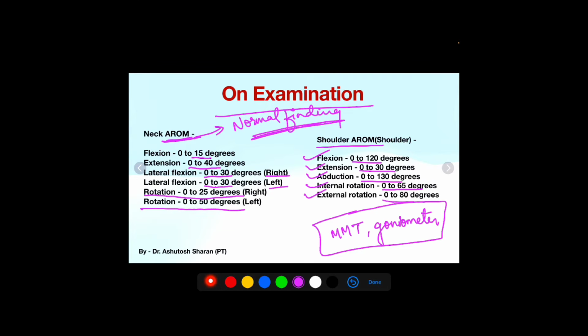Let me know. And also let me know which muscle is involved in shoulder flexion, abduction, internal rotation, and external rotation, as well as neck flexion, extension, lateral flexion, and rotation. Let me know in the comments.